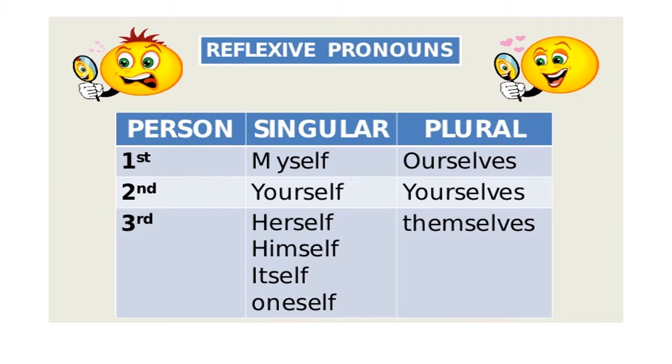Before that, we need to understand that in singular first person we use myself, and when we talk about the plural we say ourselves. And in the second person, for the singular, we use yourself, and for the plural, we use yourselves. And in the third person, in the singular form, we say herself, himself, itself, oneself. And in the plural, we say themselves. Now take the example.